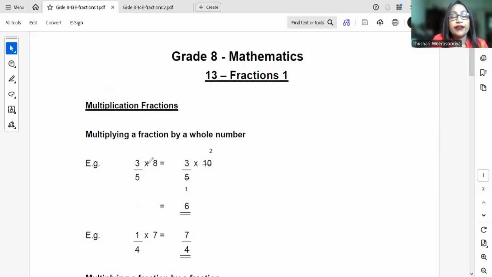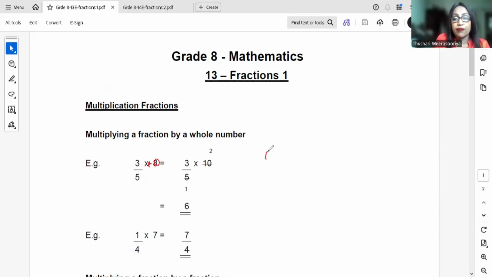3 over 5 multiplied by 8. Multiplication by a whole number. Now you can't cancel any numerators and denominators. Not matching. So just multiply 3 into 8. Now this is 10. 3 over 5 into 10. You can cancel these two, 5 and 2.